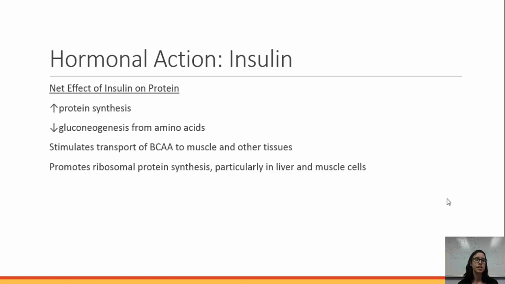It's going to decrease gluconeogenesis from amino acids because we've got enough glucose. Insulin's saying we've got enough glucose. And it's going to stimulate the transport of the branched chain amino acids into the muscle and other tissues, and again, promote protein synthesis.